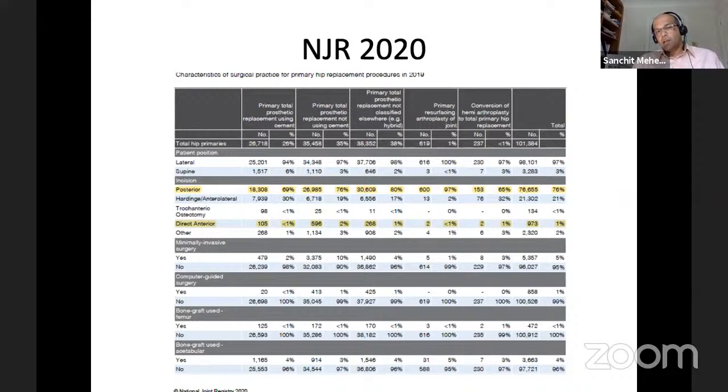And if you look at the higher proportion of direct anterior approaches, which is 2% at max, it is still for the uncemented hips. So I put it to you that for cemented hips, I think all these modified approaches are not that great. Yes, it can be used, but there is a big learning curve. So the posterior approach is safe and very versatile.